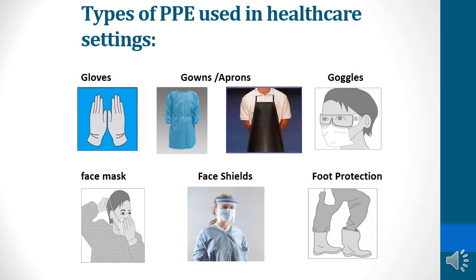The types of PPE used in a healthcare setting: we are using gloves, the gown or the apron, goggles, the face mask, the face shield, and foot protection. We will talk about each one, how to wear and how to remove.